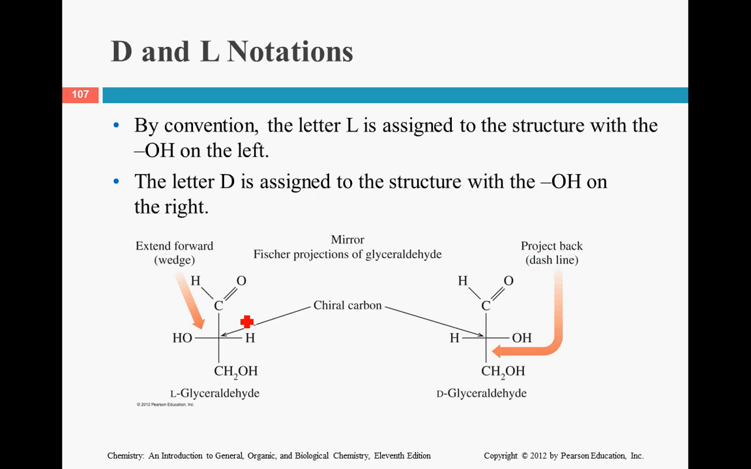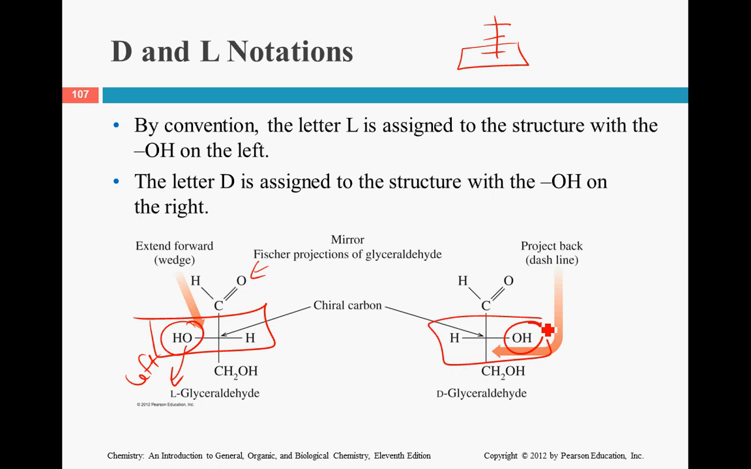So once again, here's the Fischer projection. There's the most oxidized. You go down the list. A lot of times, they'll have several of them. You want to look at the very bottom one. OH is on the left, so it's an L. The OH, the last one, is on the right, so therefore it's D. That's all you have to look at is the bottom line.